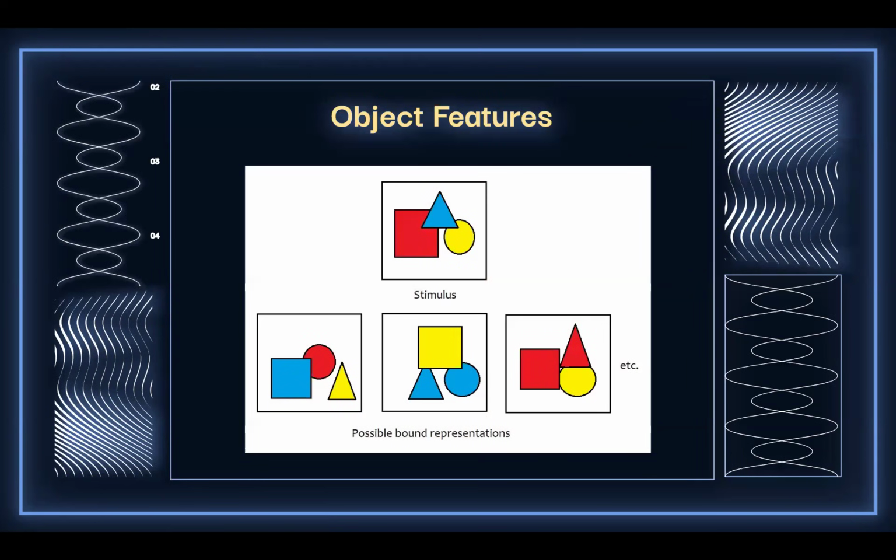This example frames the mystery more. In the top square, we have a stimulus, three objects: a red square, blue triangle, and yellow circle. If we separate these objects into their features, we get six features: red, blue, yellow, square, triangle, and circle. So how does the brain know to combine each two features correctly? As you see in the squares at the bottom, there is a potential for many wrong types of combinations, such as a blue square instead of a blue triangle and a red square, and so forth.